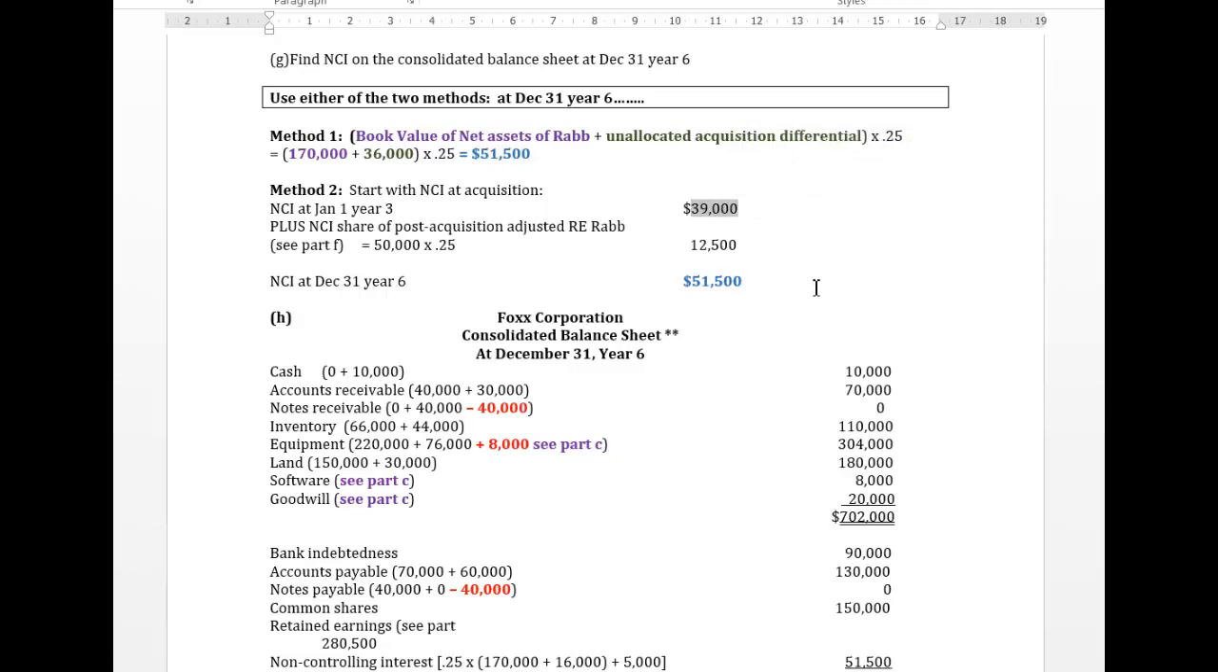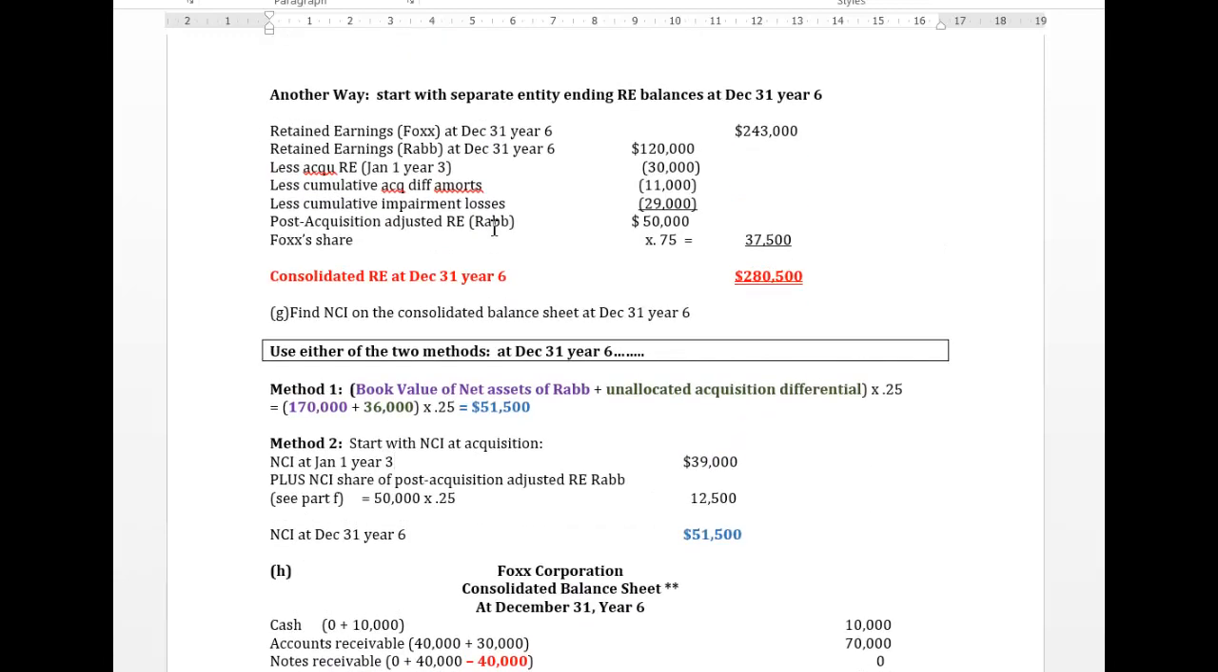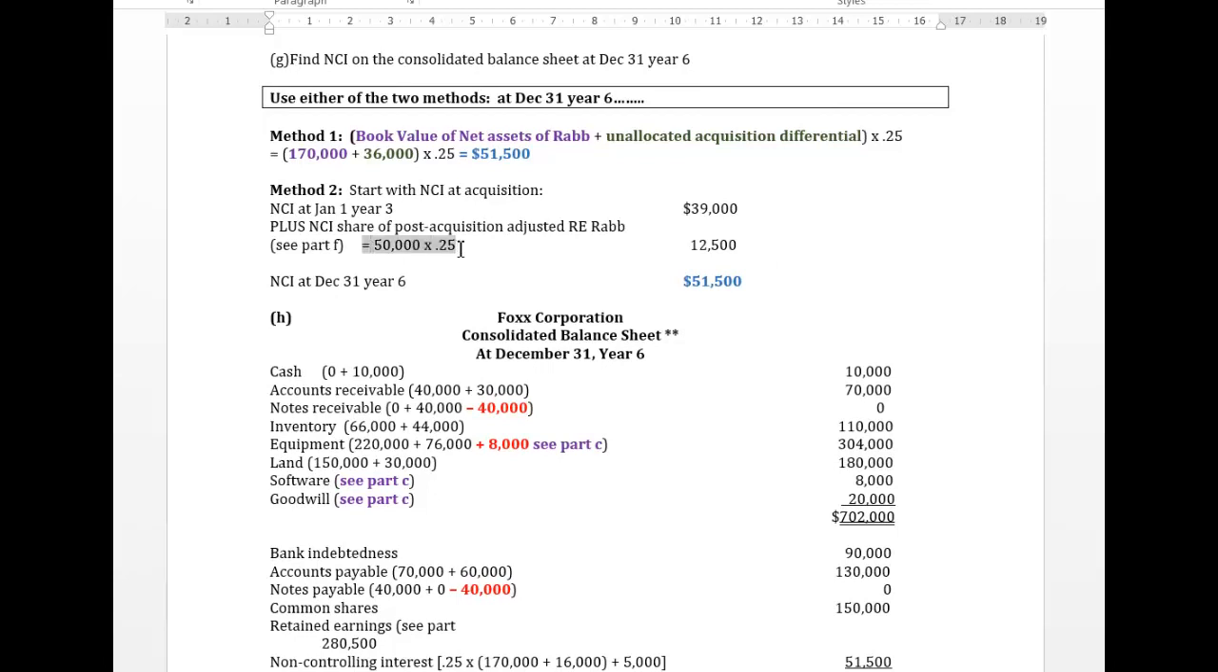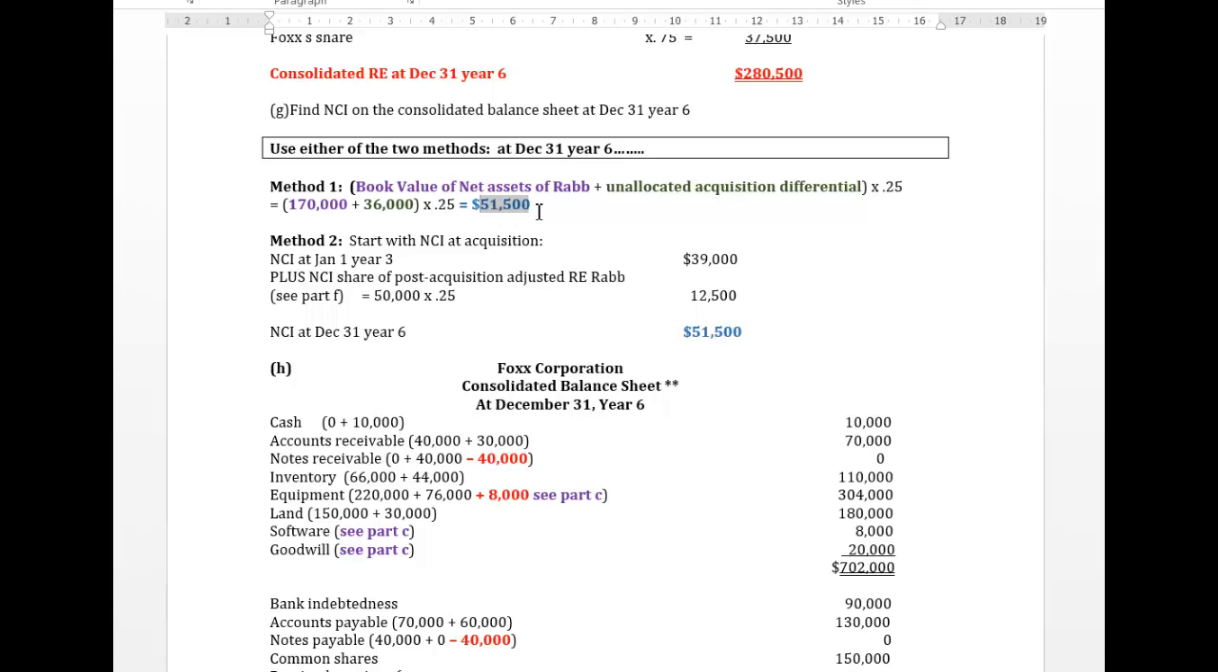So now, how are we going to get any NCI adjustments after that January 1, year 3? Well, don't forget, since the two became related up to and including the end of year 6, we have post-acquisition adjusted retained earnings of the sub, Rabb, of 50,000. If you only picked up your 75% share, who do you think gets the other 25%? Bingo, NCI. So take 25% of that amount, which gives you 12,500. And you'll notice when you add them together, 51,500 is exactly under method 2 the balance you'd get for NCI, which matches what you'd get for method 1. So either method is okay. You use what you want.